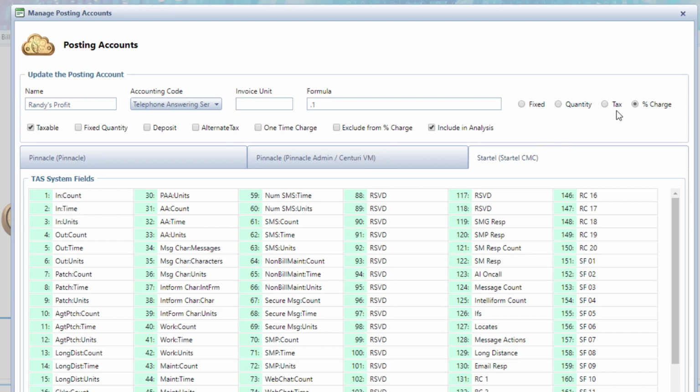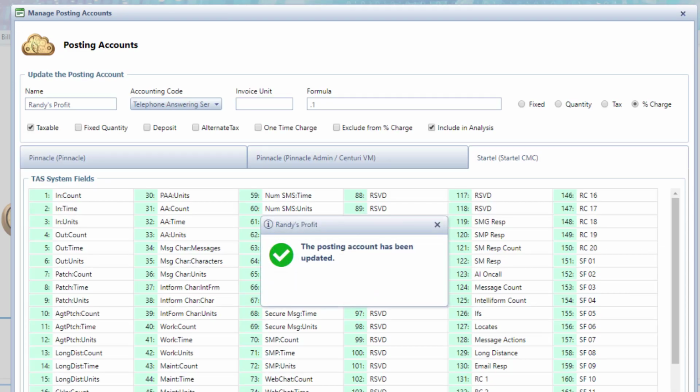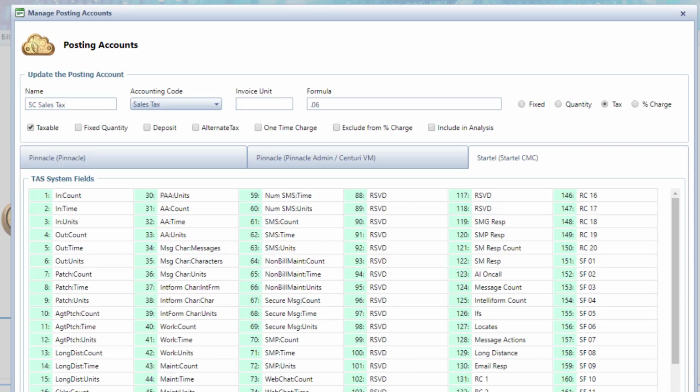That should be an included analysis. So it's a percentage charge and it's taxable, and we're going to save our changes.